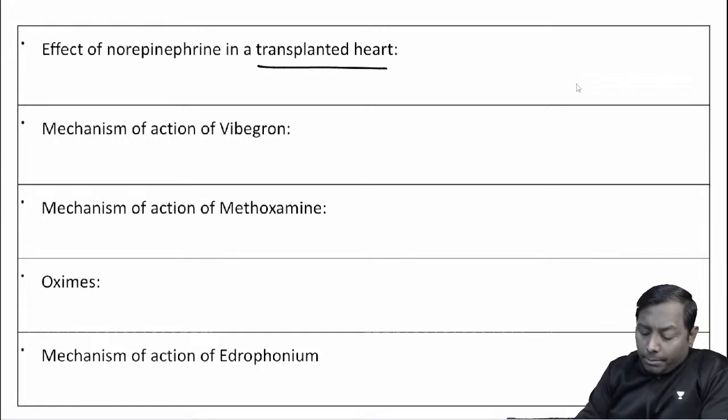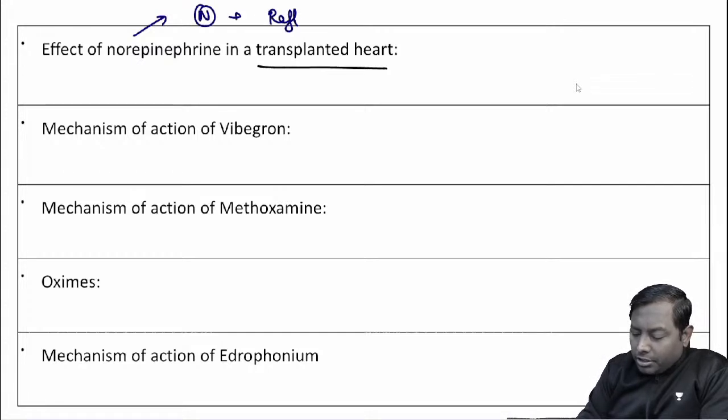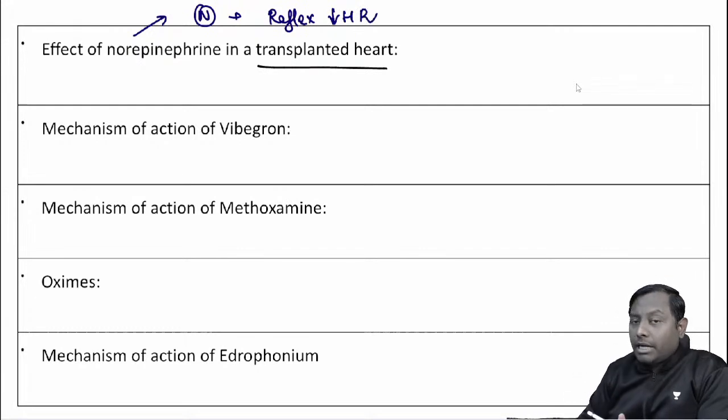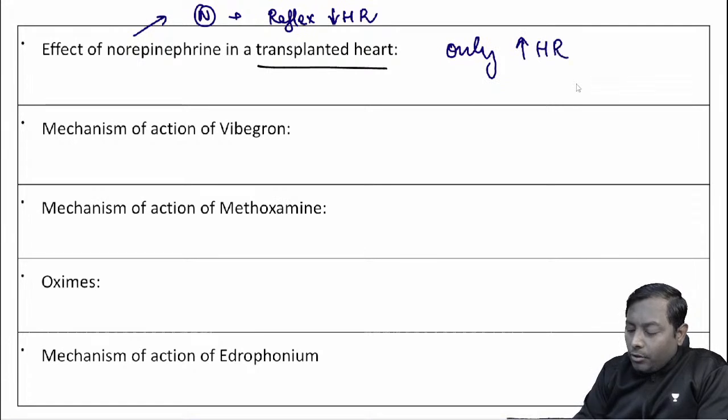Usually norepinephrine in a normal scenario, in you and me, will lead to a condition known as reflex bradycardia. But in a transplanted heart, the reflex action cannot come because the vagal tone of the heart has been transected already. So there will be only an increase in the heart rate. There will be no reflex action.